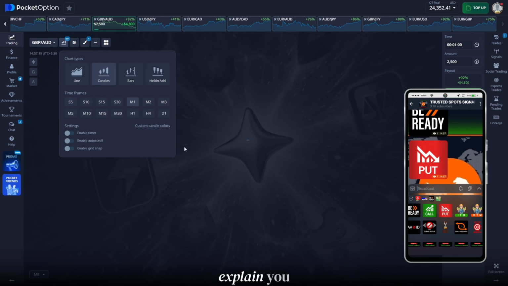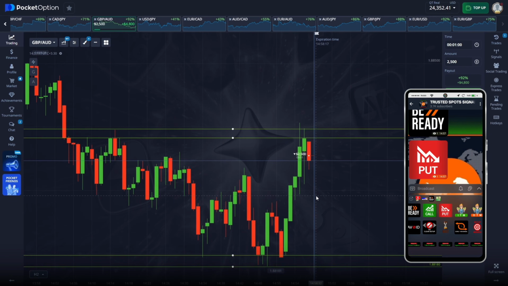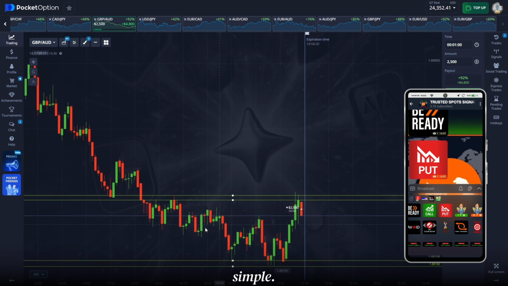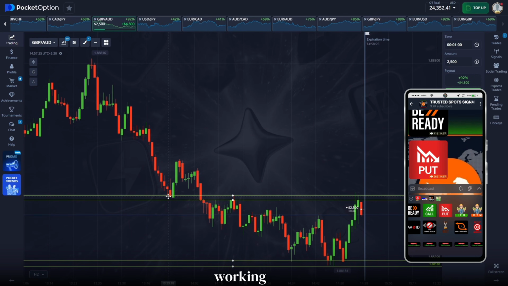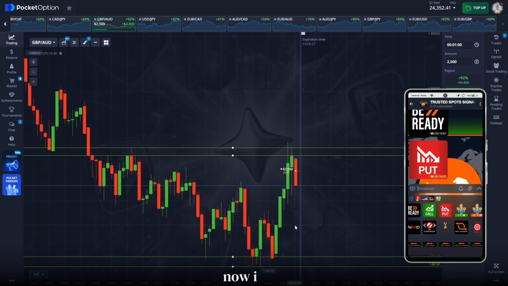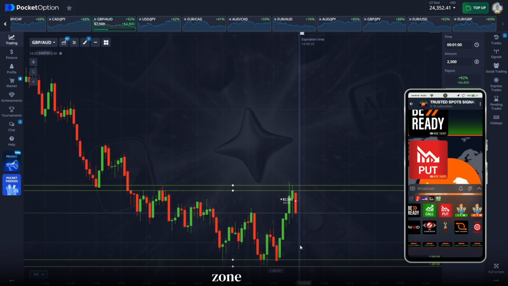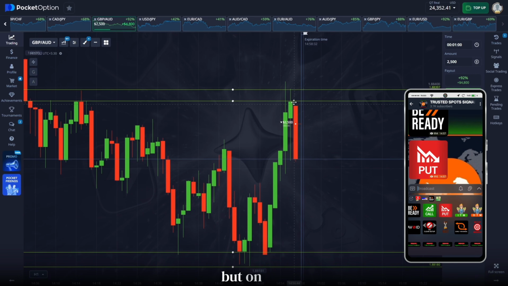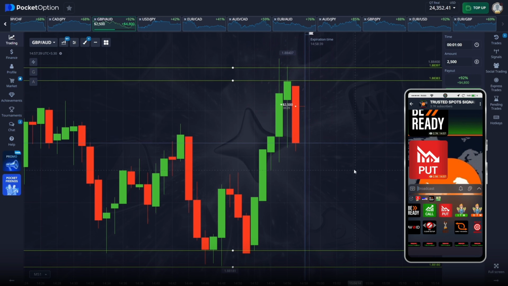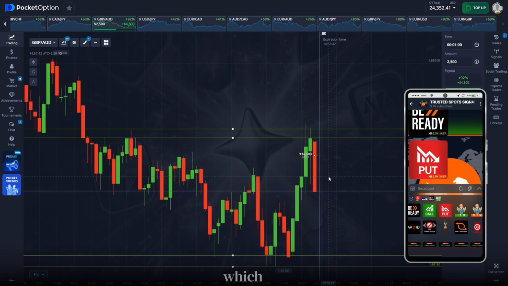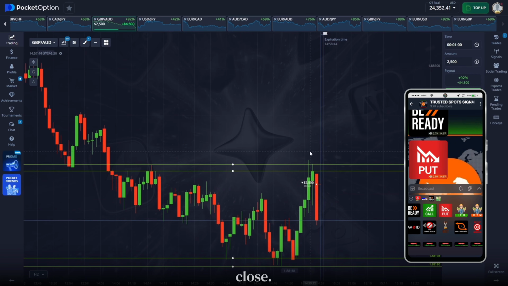Let me explain the trade setup. The reason for placing this trade is simple. This is a clearly visible resistance which was previously working as a support. I was focusing on this support zone because it is clearly visible, but on the 1 minute chart you can see the candle closing after the retest is inside the zone. So I'm applying the same strategy in which we wait for the 1 minute candle to close. The 1 minute candle closes below the resistance without giving any breakout.